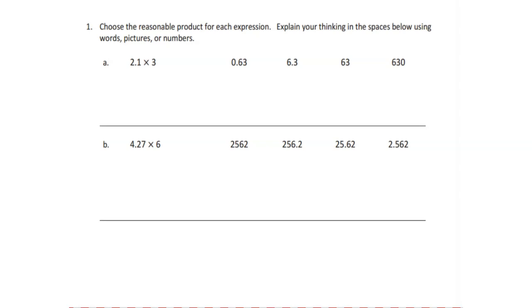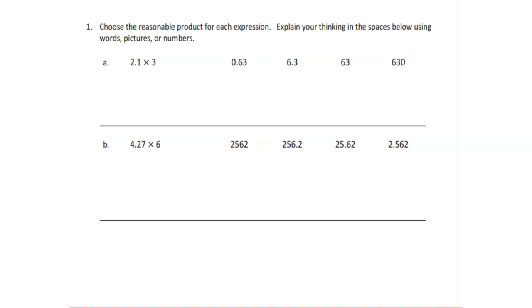All right, welcome back. We're looking at Lesson 12, Module 1, Topic E, Lesson 12. We're going to multiply decimal fractions by single-digit whole numbers, including the use of estimation to confirm the placement of the decimals. Okay, so this is a fairly easy lesson. If you know your basic facts, or if you have access to your basic facts, you can do this fairly quickly. So it says, choose a reasonable product for each expression. Then it says, explain your thinking in the space below using words, pictures, or numbers.